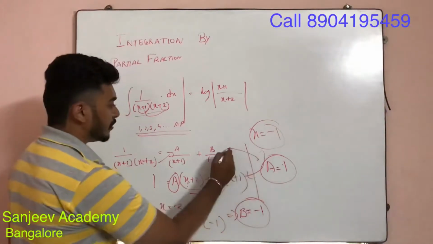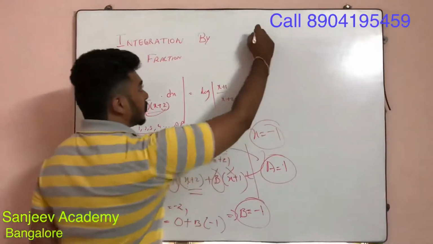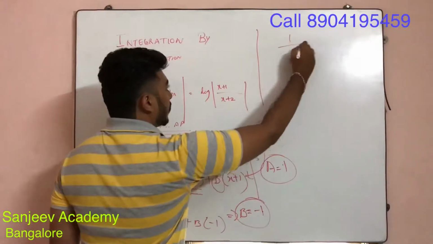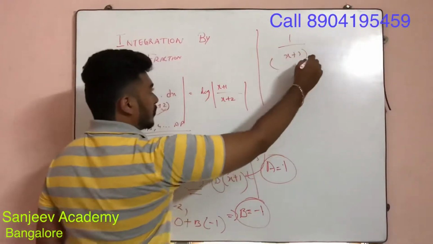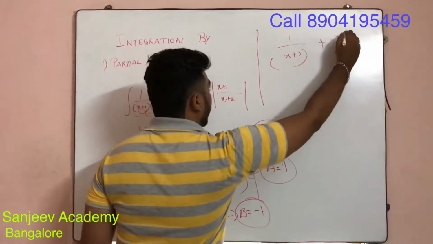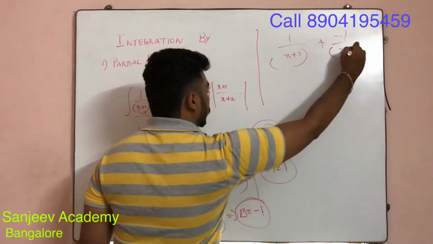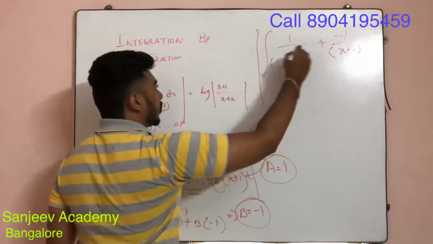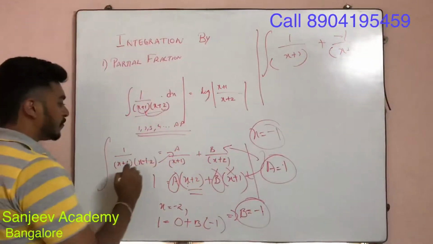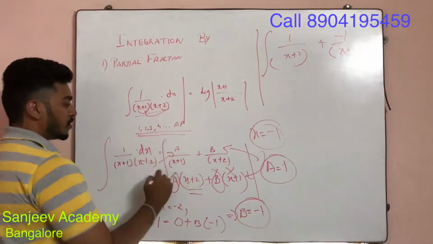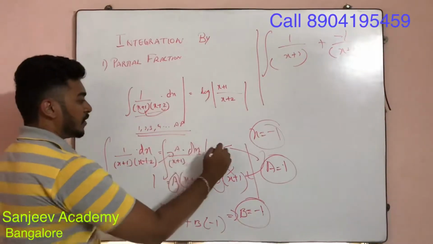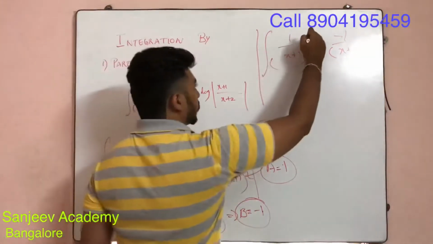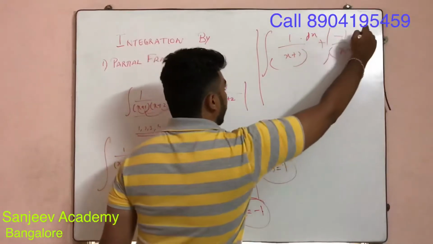Now substitute these values here: 1 by (x plus 1) plus minus 1 by (x plus 2). Put the integral now, because our main aim is to find the integral of this thing with respect to dx. So integral of this dx plus integral of this dx.